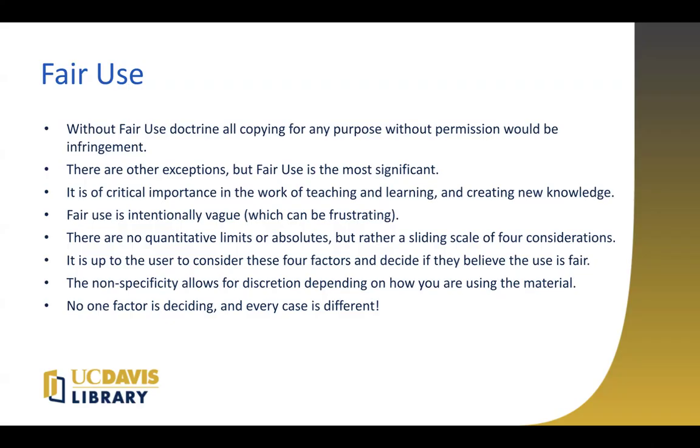Fair use is also intentionally vague, which can be frustrating. So it's very hard to tell sometimes, yes, this is fair use, this is not, because at the end of the day, a judge would have to make the decision, say yes, this is allowed or this is not. It's intentionally vague because every single case is different, and there cannot be any rules put in place. There are no quantitative limits or absolutes. I mentioned this already. So it's a sliding scale of four considerations. No one factor is deciding.